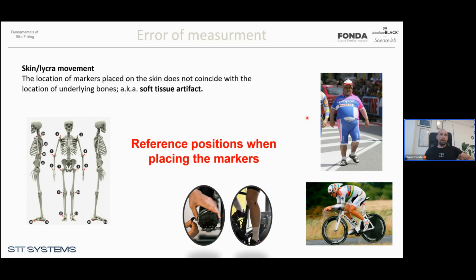Then, for example, when you have lycra, if it's all fluffy, make sure you can attach it, or maybe ask the client to remove the jersey if that's possible. Just basically do anything to remove this error of measurement that is per se present in acquiring human motion.